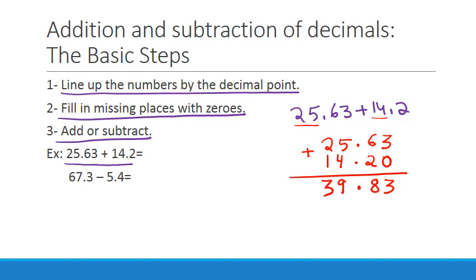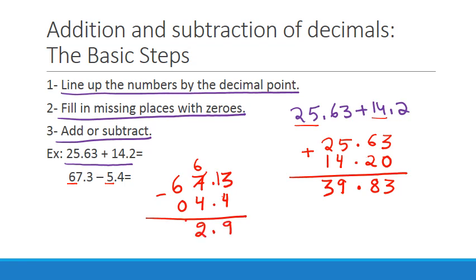Now let us do the second one, which is subtraction. Don't forget to put first the whole part. So 67, and I put the 4 under the 7 because both of them are in the ones place. The point under the point, the tenths under the tenths. And now I subtract. I cannot subtract 3 minus 4, so I borrow from the 7. Now 13 minus 4 is 9. I place the point and I continue subtraction.